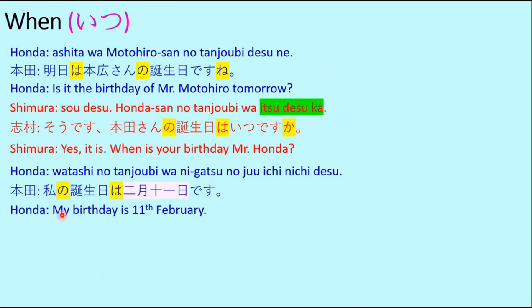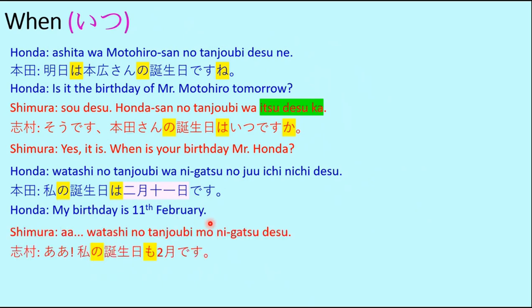Honda-san replies, Watashi no tanjobi wa 2月の11日です. My birthday is 11th February. Shimura-san says, Watashi no tanjobi mo 2月です. Watashi no tanjobi mo. Here we have one more particle. So you can see we are using so many particles in this conversation. Wa, no, ne, ka. Then we have mo as well. So you must remember, or it's like you already know, that mo is used for also.